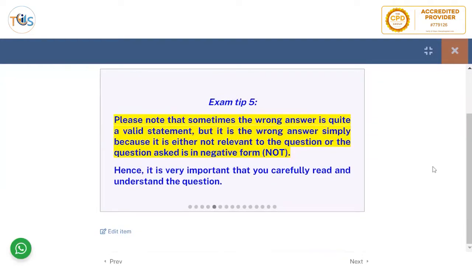Please note that sometimes the wrong answer is quite a valid statement, but it is the wrong answer simply because it is either not relevant to the question or the question asked is in negative form, with "not". Hence, it's very important that you carefully read and understand the question.